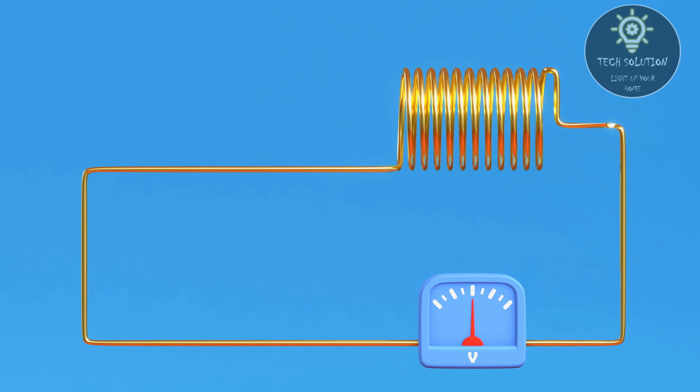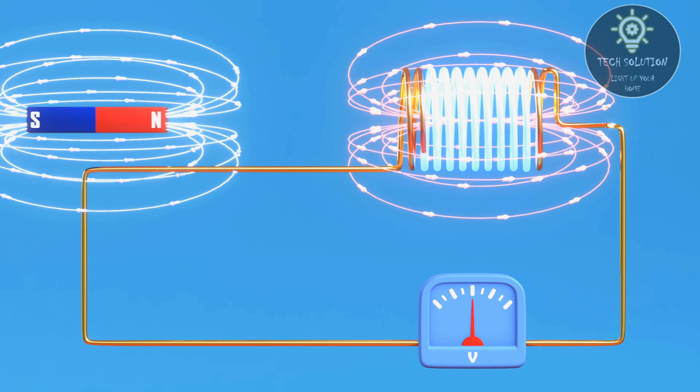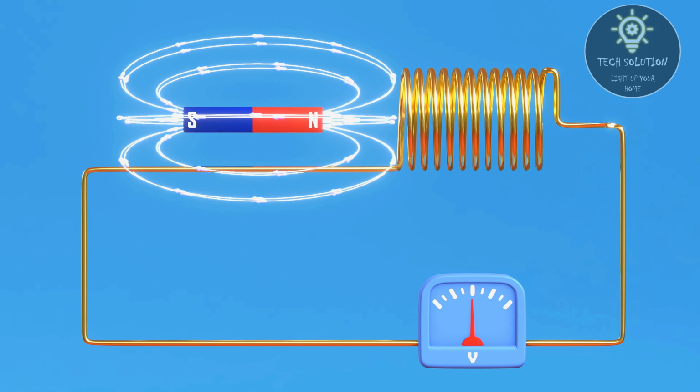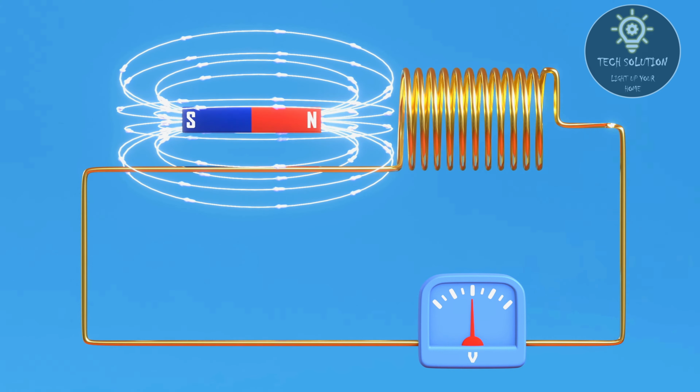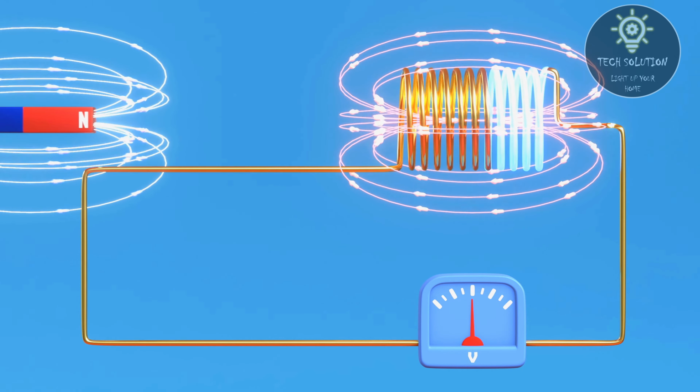Faraday's law of electromagnetic induction explains that a change in the magnetic field around a wire coil induces an electromotive force, EMF, or voltage across the coil. This induced voltage can generate an electric current in a closed circuit.